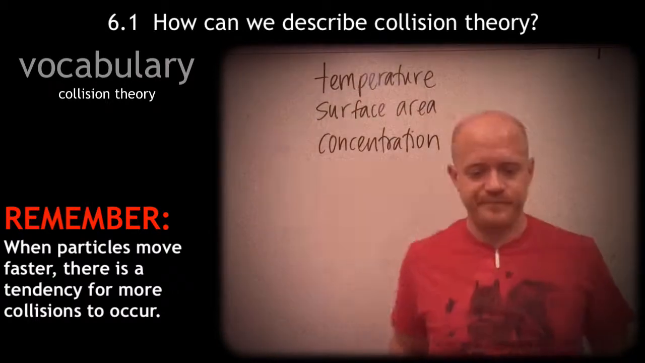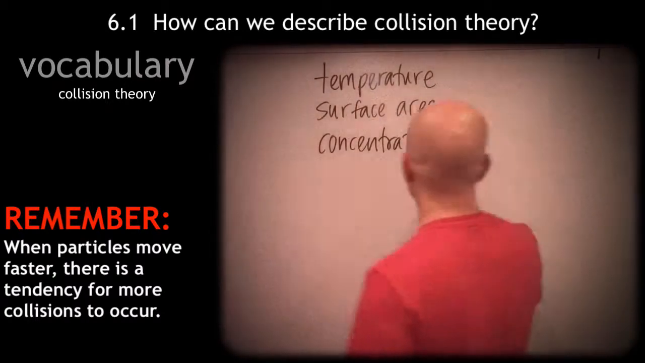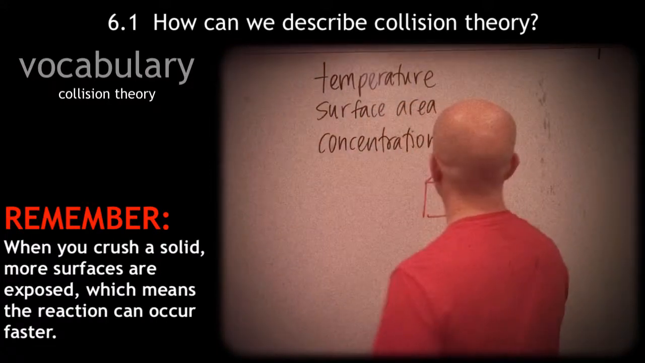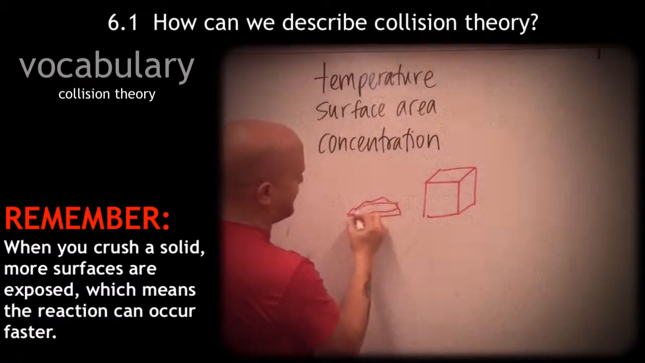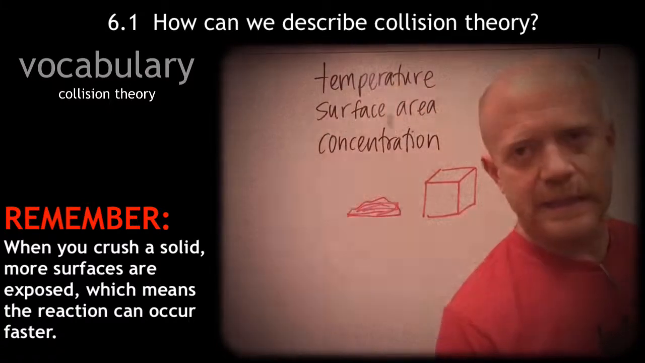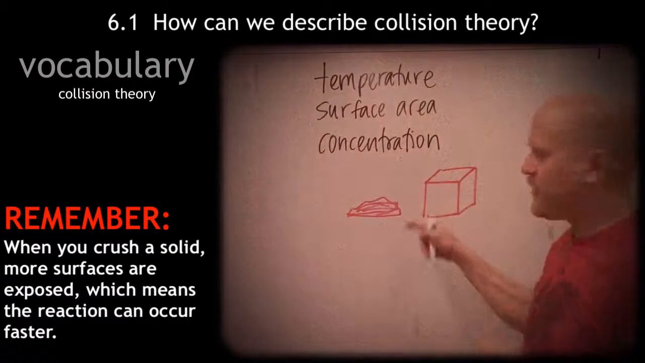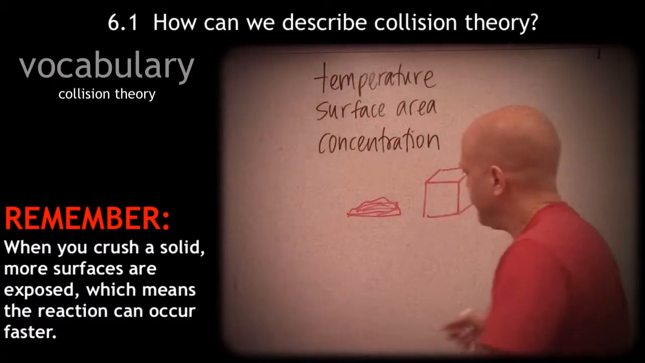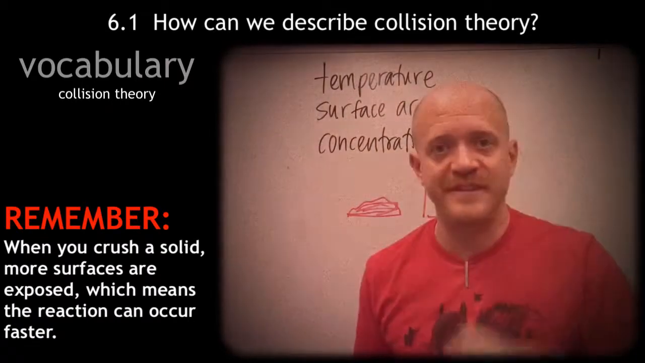Surface area. We talked about this when we looked at the powdered sugar versus the granular sugar. If you looked at a sugar cube and you looked at a pound or a mound of powdered sugar, the sugar cube is going to react less rapidly because it has less surface area. If I crush something up or make it powdered, which is the same thing, this is going to react faster because there is more surface area.